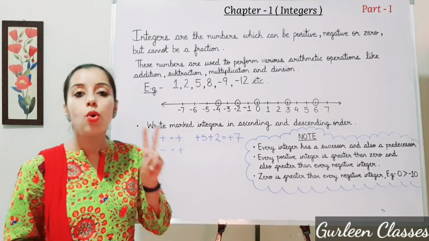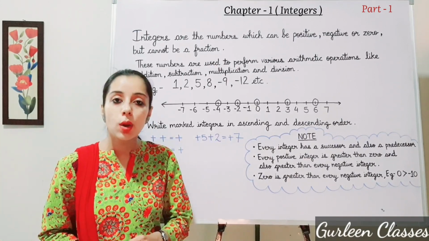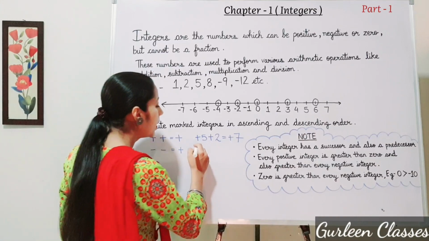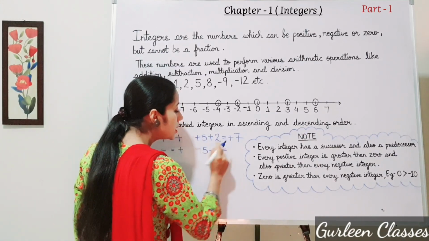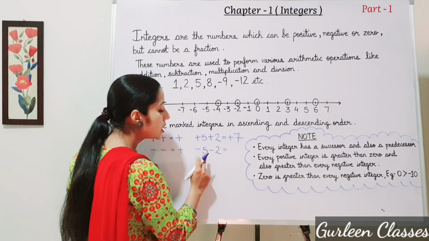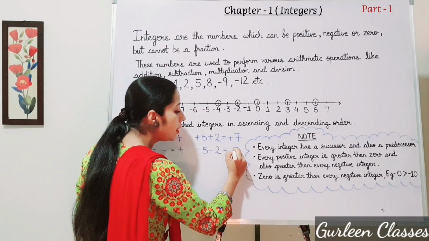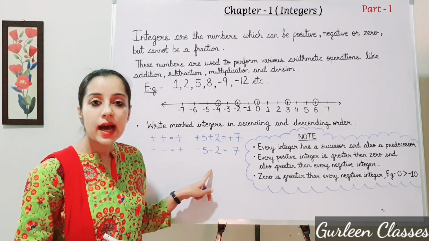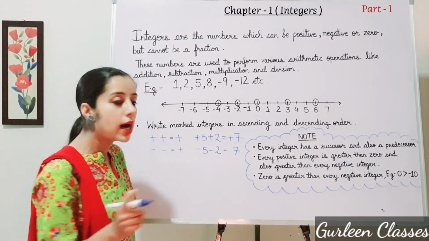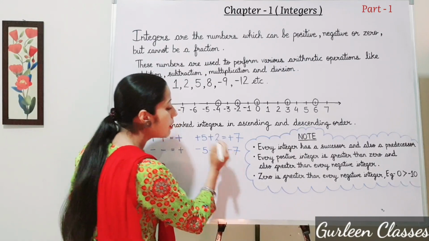If you have two minus numbers, you will always add. Example, -5, -2. So 5 plus 2, 7. But here the number is negative, so your answer will be -7.